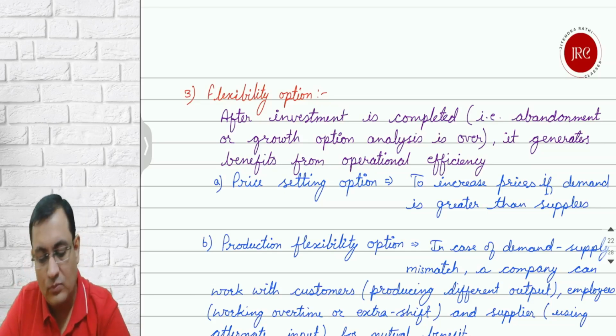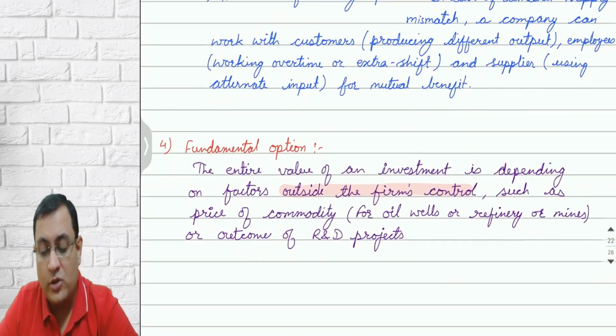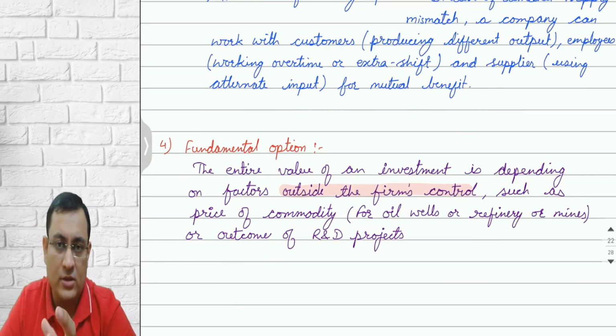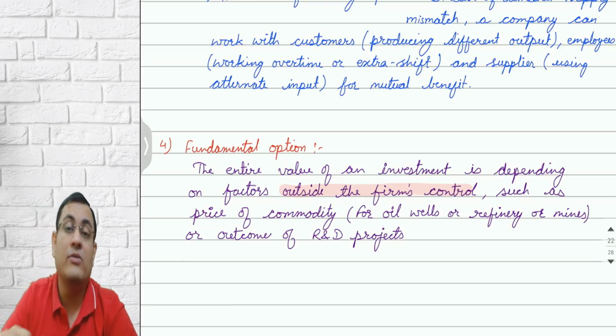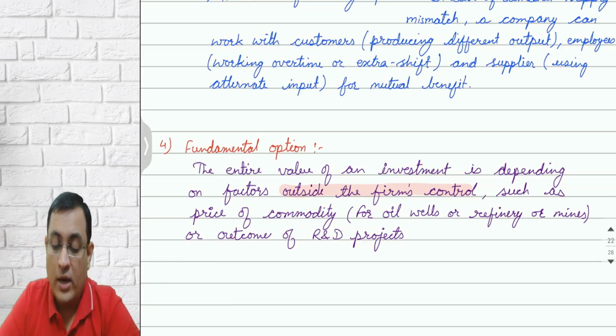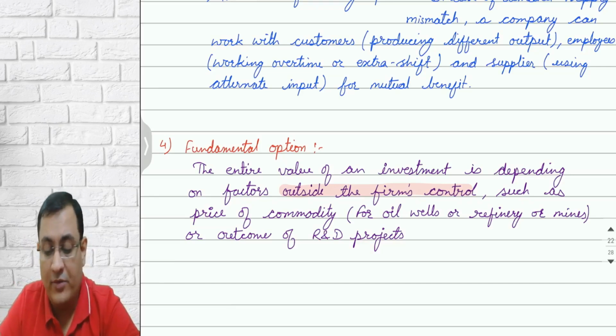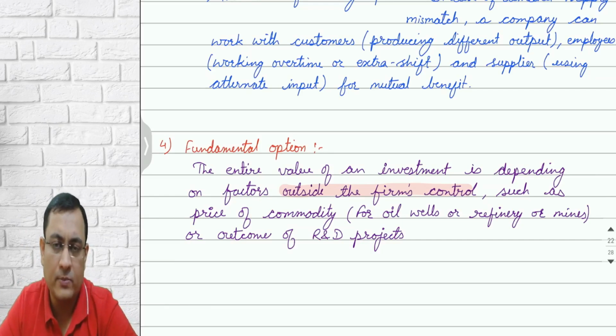Next, last one, fundamental option. Fundamental options are those choices which an entrepreneur needs to make based on new information and events, generally which are beyond the control of that decision maker. So the entire value of the investment depends on factors outside the firm's control. Example is drilling or mining projects.